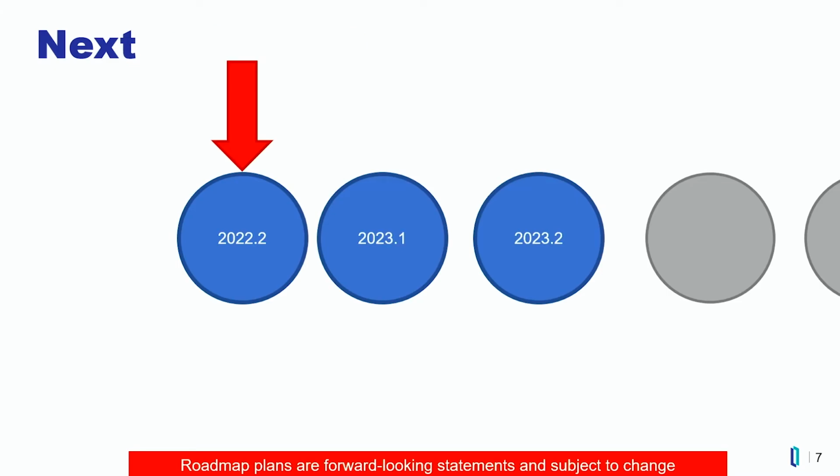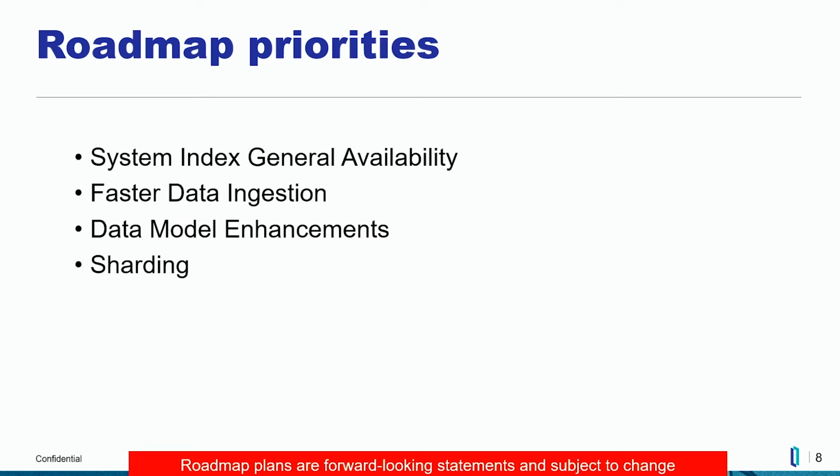So now that I've covered what's new up to the present, I'd like to dive a little bit into what's coming up in the next couple releases. I do want to point out that this is a roadmap and it is subject to change. Notice the little red bar on the bottom of the slide. Roadmap plans are forward-looking and subject to change. But let me jump into this. We have 4 major priorities on the roadmap for the next few releases. The first one is just getting System Index out for general availability.